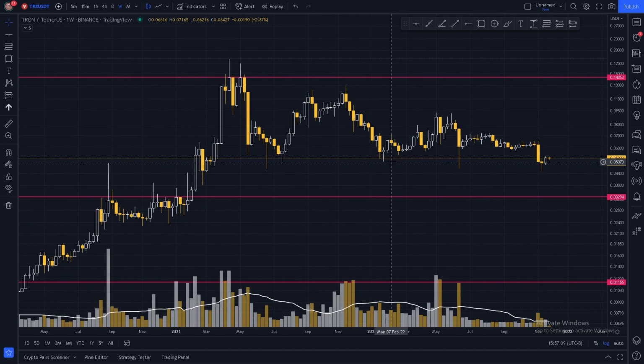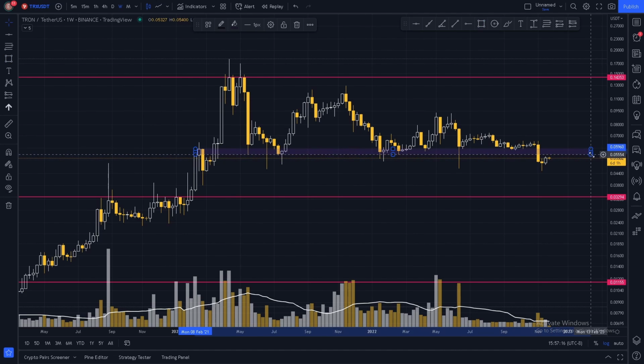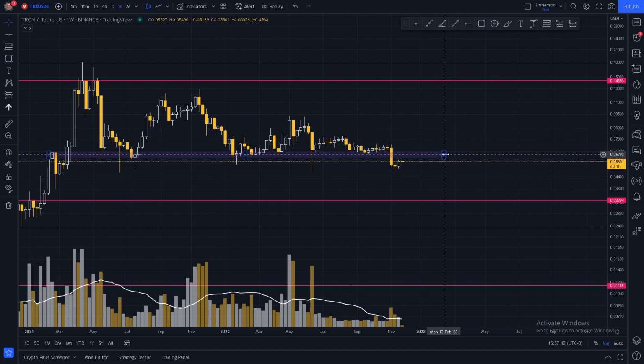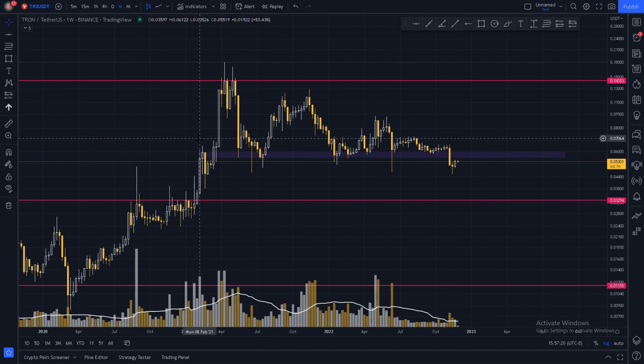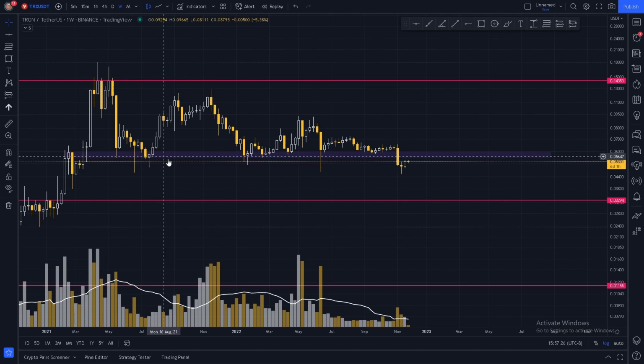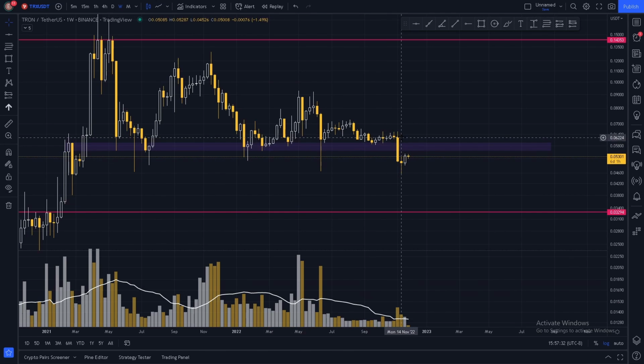Now, we also notice a key level right here. This price came up, hit, reversed, acting as resistance before breaking through, and then we see multiple reactions to the level acting as support. And we notice on the most recent price action, we can see a long, high volume breakout candle.